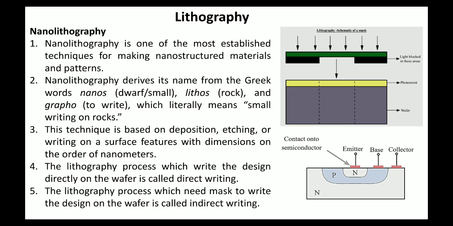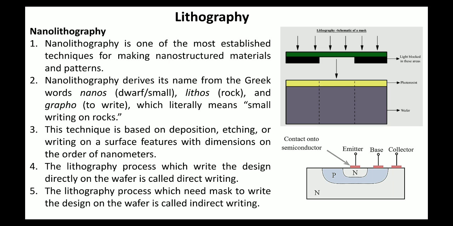Nanolithography derives its name from the Greek word nanos, meaning dwarf or small. You know the meaning of nano. Litho means rock, and grapho means to write, which literally means small writing on rocks. Nanoscale writing on the rocks. So that is called nanolithography. Only lithography means writing on the rocks. You will understand why we call this writing on the rocks.